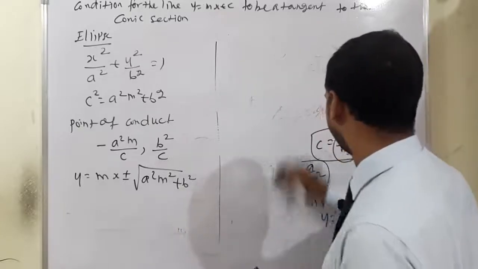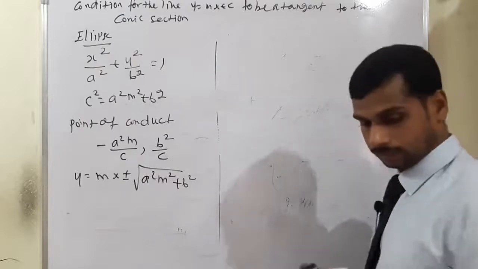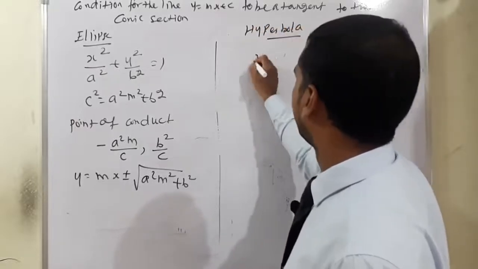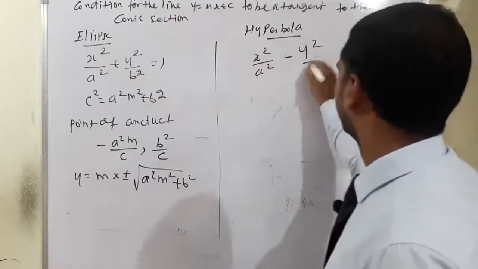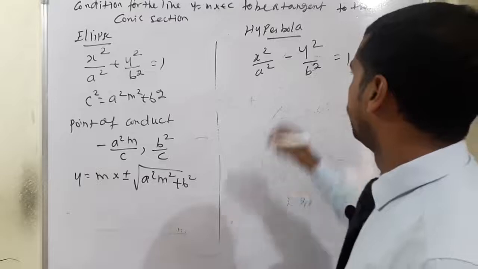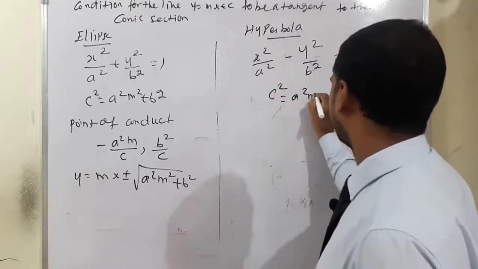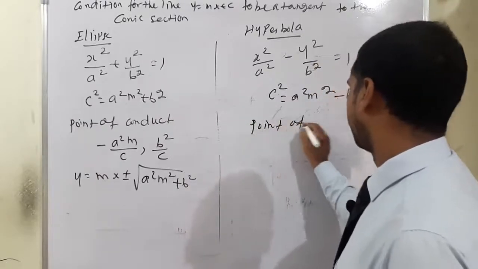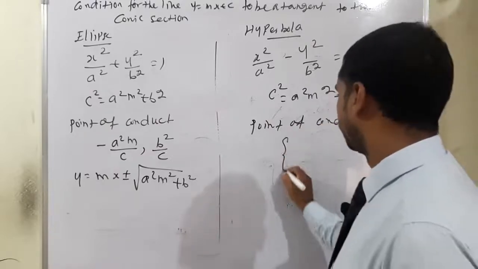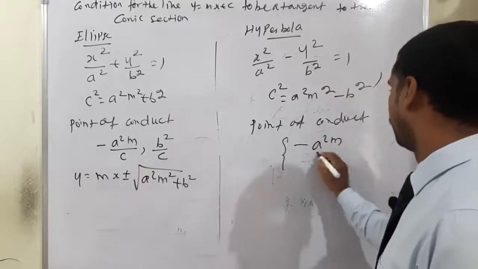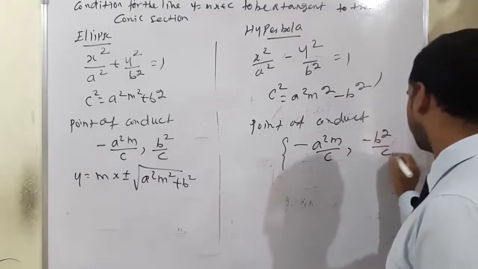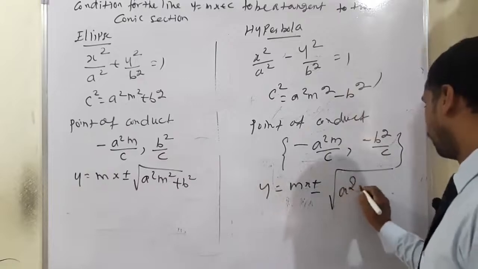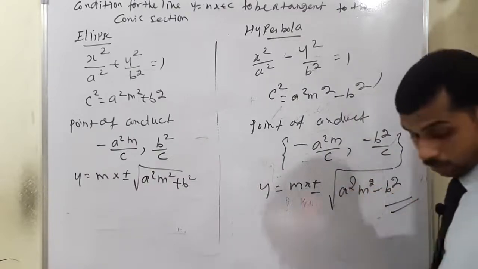As well as hyperbola. Hyperbola means form x square by a square minus y square by b square. This is the general term of hyperbola. As well as c square, what is the meaning? c square is equal to a square m square, instead of plus we write minus b square. Then point of contact, also a coordinate point: negative a square m by c and negative b square by c. Then how to find out the tangent line? y is equal to mx plus or minus square root of a square m square minus b square. Okay.